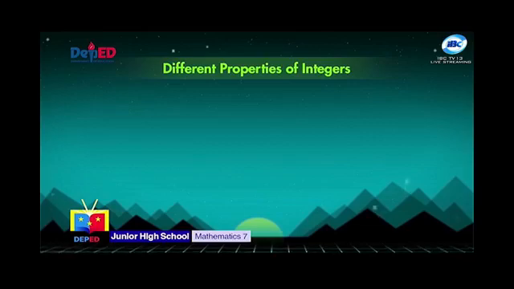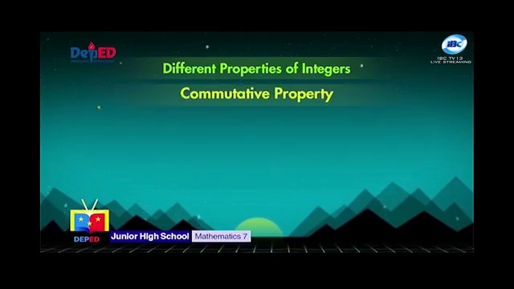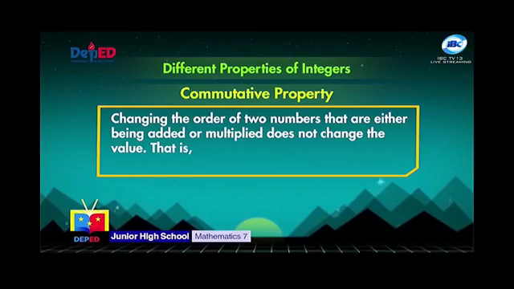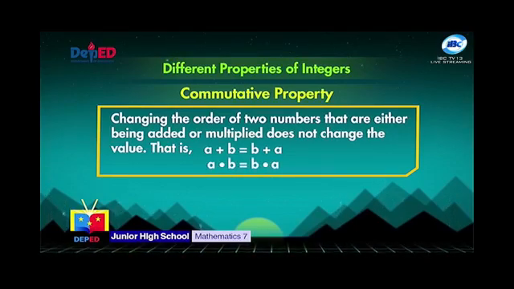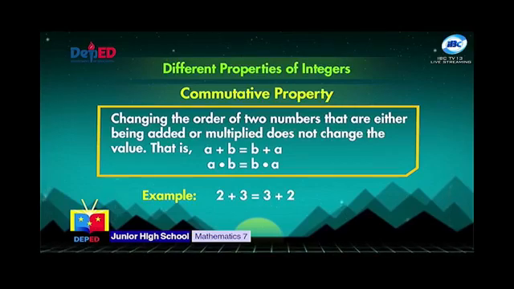The second property is the commutative property. Changing the order of two numbers that are either being added or multiplied does not change the value. That is, A plus B is equal to B plus A, and A times B is equal to B times A. For example, 2 plus 3 is equal to 3 plus 2. Since 2 plus 3 is equal to 5, and 3 plus 2 is equal to 5, they are both equal.